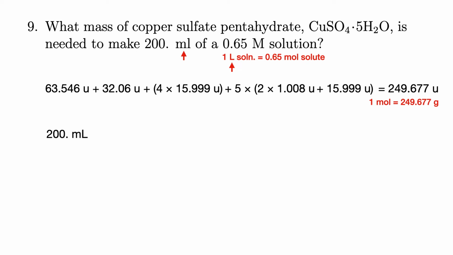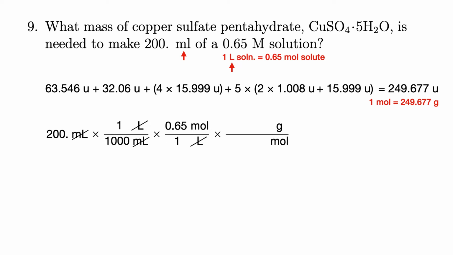200 milliliters. We'll first convert from milliliters to liters. There are 1,000 milliliters in 1 liter, so the milliliters will then cancel. Then to go from liters to moles, we can use our concentration. In this case, 1 liter of solution is 0.65 moles of our solute. The liters will cancel. Then we'll go from moles to grams, and we found that 1 mole of our solute has a mass of 249.677 grams. So the moles will then cancel, and we find that we get 32.4580 grams of the copper sulfate pentahydrate.